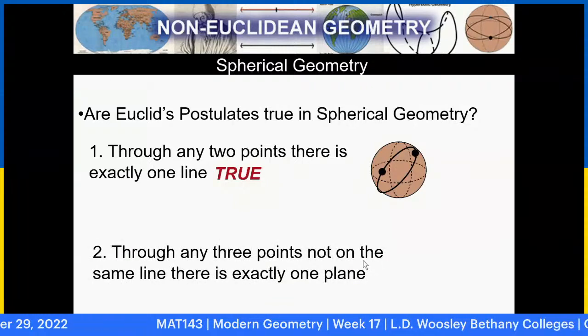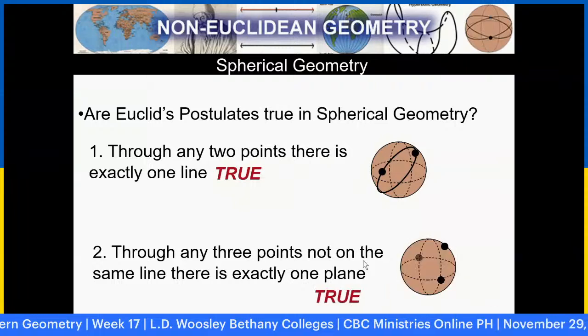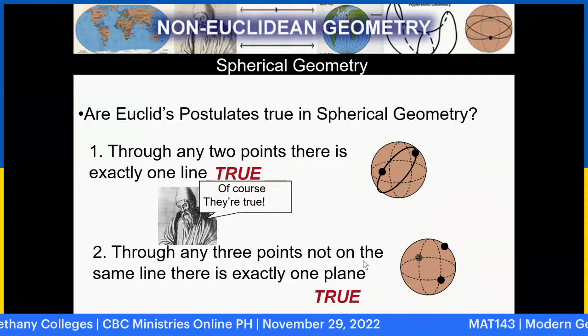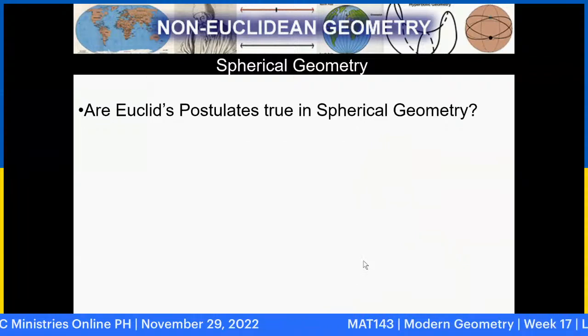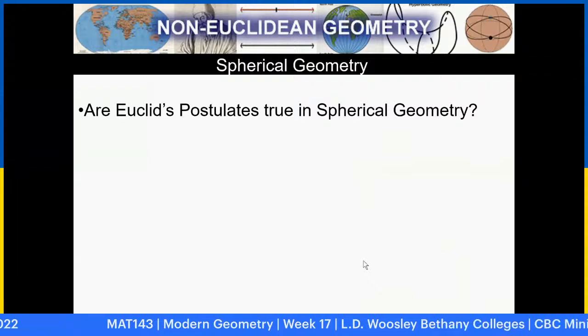Through any 3 points not on the same line, there is exactly one plane. Can we have that? Also true, according to Euclid. Of course, because there you can form a spherical triangle. Are Euclid's postulates true?